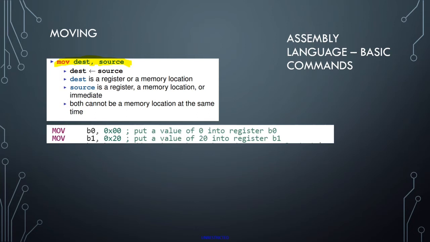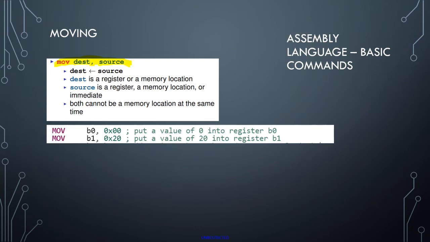It's also important to note that both of these cannot be a memory location. In our examples, we'll typically only be working with registers to keep things simple and to use the online composer that's easily accessible to everyone. But sometimes you'll be using memory locations if you're programming in assembly. And so when we move things, we can't move things from one memory location to another.